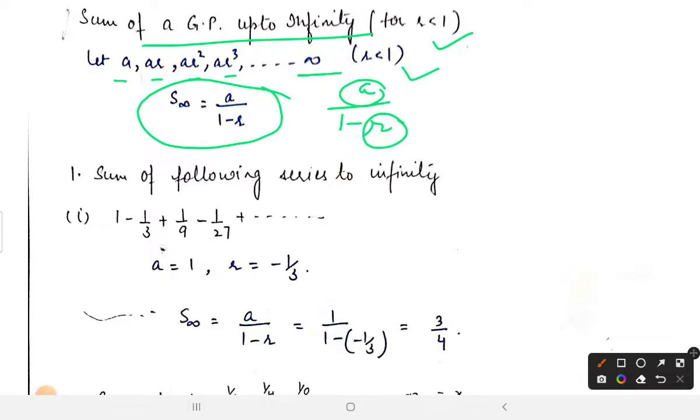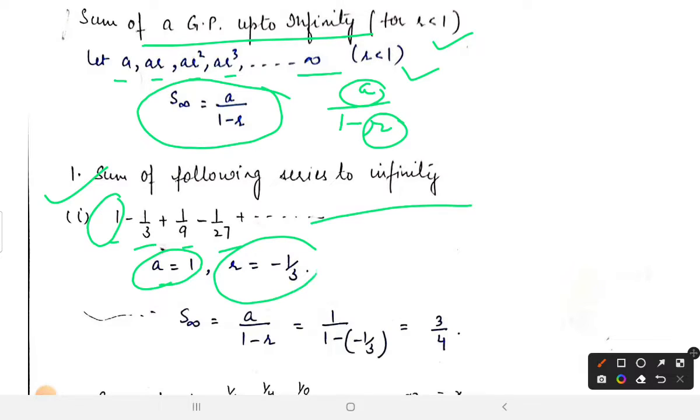So let us try the questions. First question: find the sum of the following series up to infinity. We have the series 1 minus 1 by 3 plus 1 by 9 minus 1 upon 27 and so on. In this, the first term is 1, so a is 1. And what about the common ratio? Common ratio r is equal to minus 1 by 3 upon 1, so it is minus 1 by 3. Also if we check 1 upon 9 divided by minus 1 by 3, it will be minus 1 by 3 again.